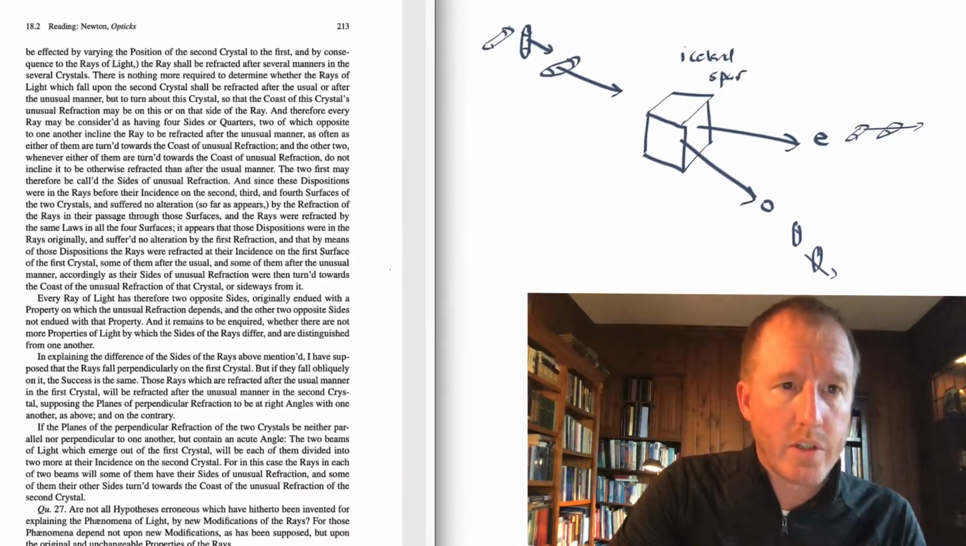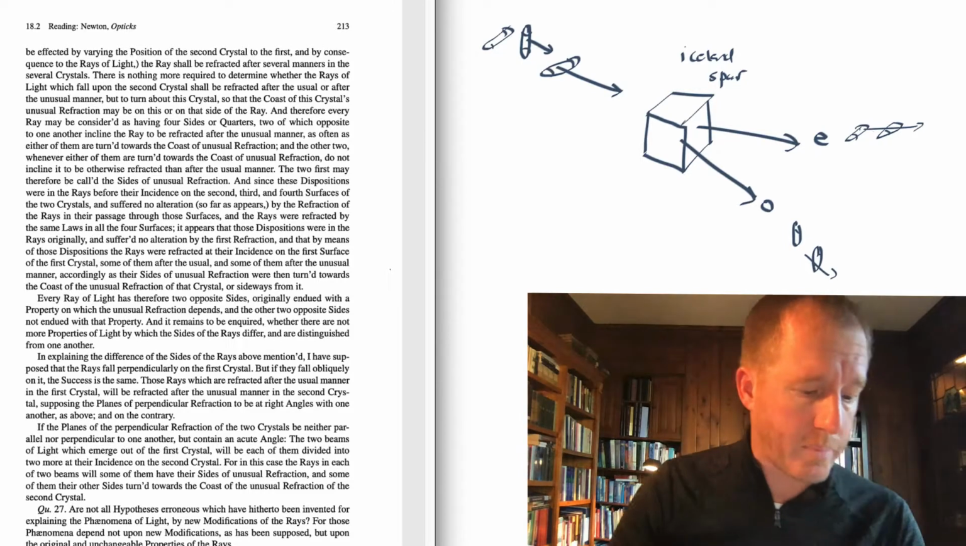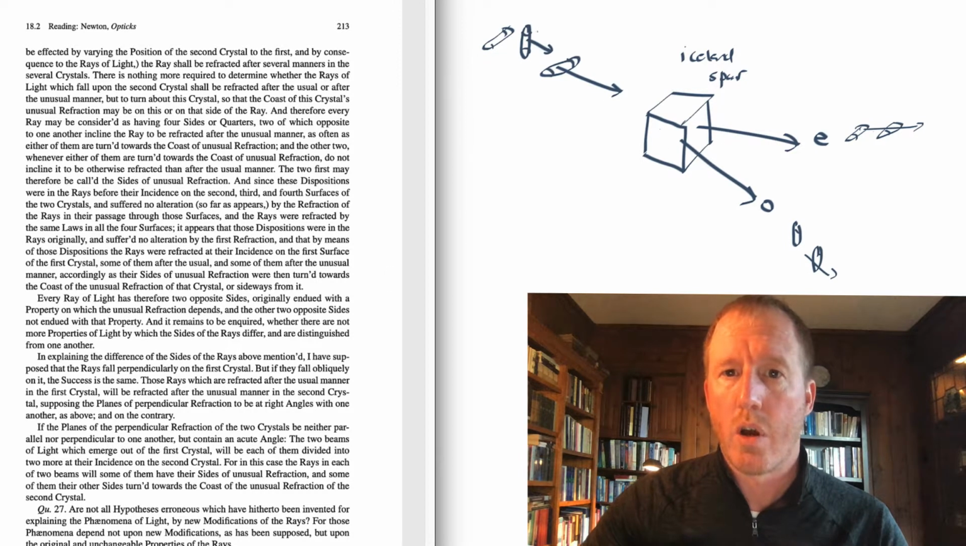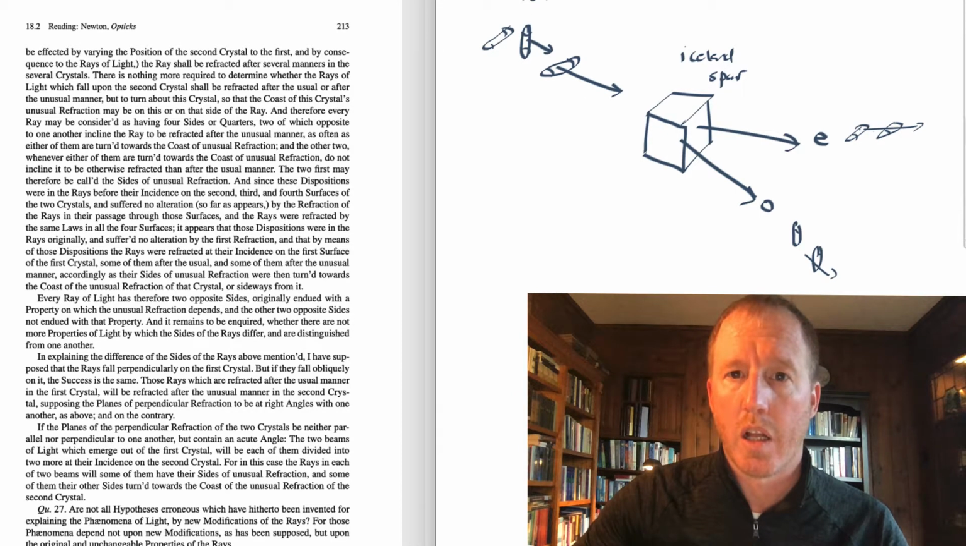If we move on to page 213, he develops this idea a bit more. He says, well, what if we were to take this ray of light, this is an incoming light ray, which in reality, according to Newton, consists of this stream of particles of these kind of various orientations.